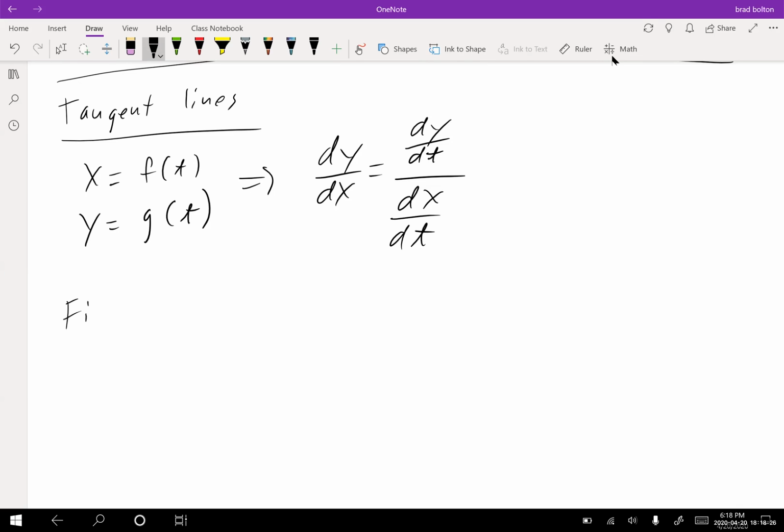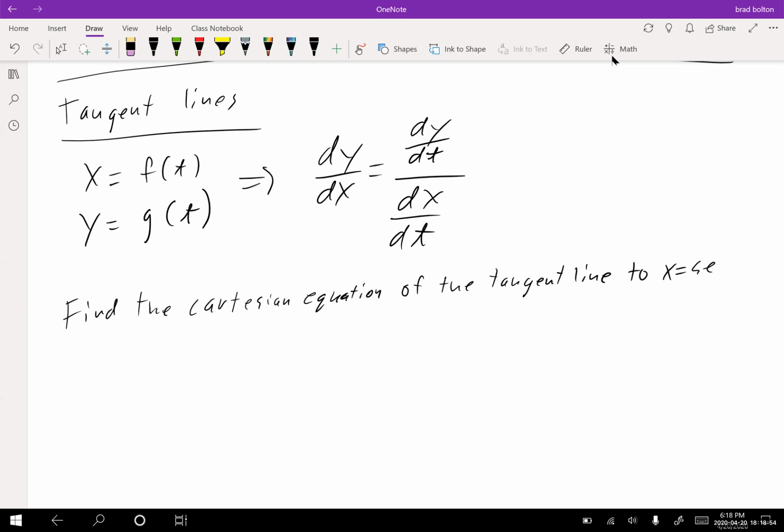So it says find the Cartesian equation of the tangent line to x equals secant t and y equals tan t at t equals pi over 4.